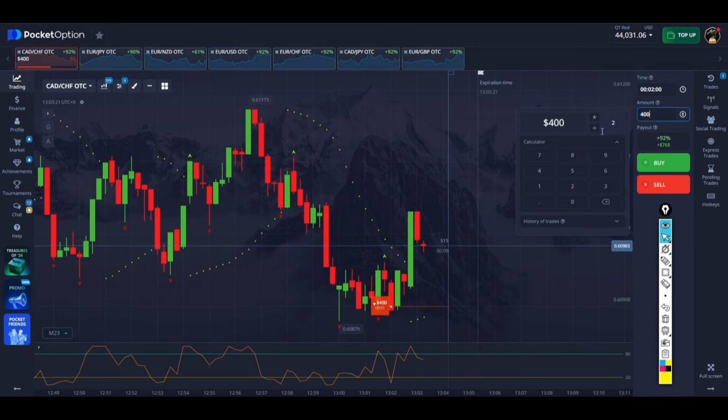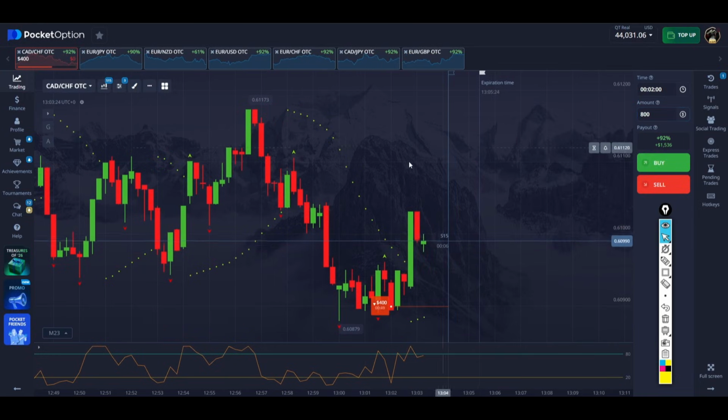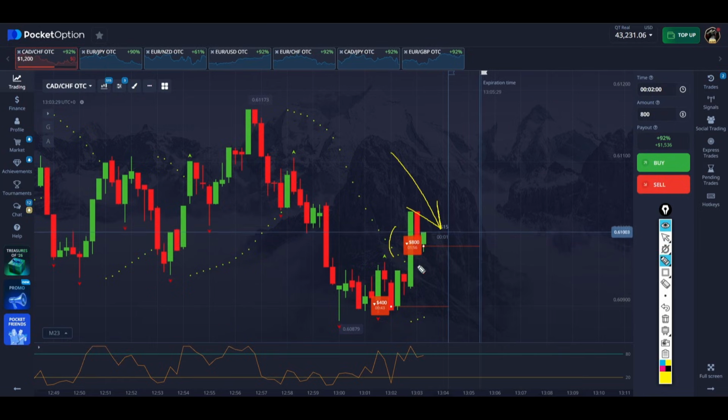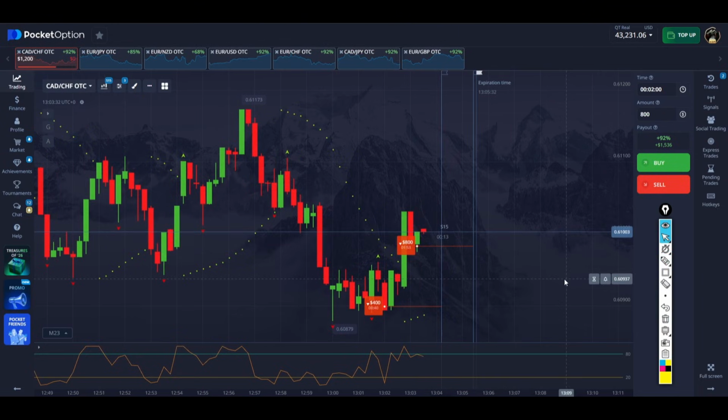We're seeing a small upward move, and in this situation, I decide to place a hedge trade for $800. I believe this will help stabilize the position. Let's see how it turns out in the end.